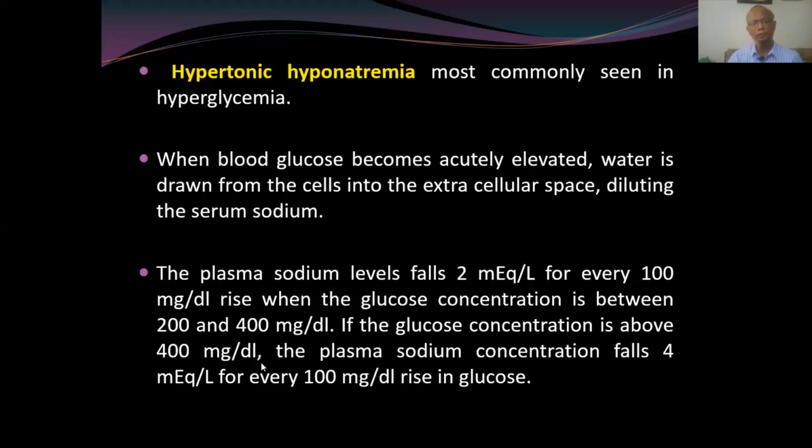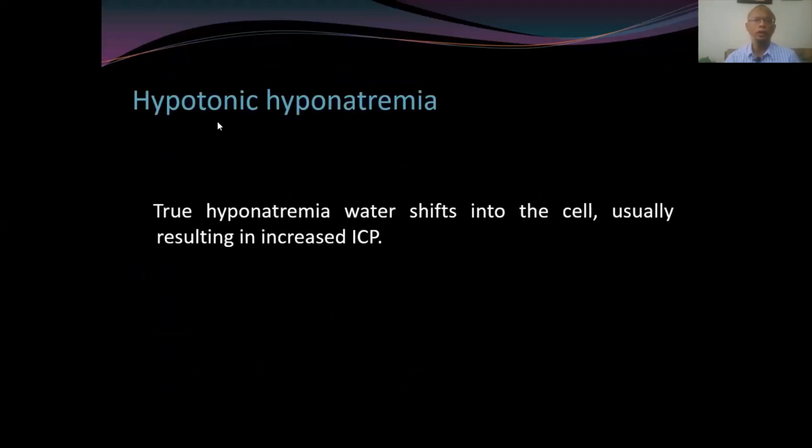So if it rises above 400 milligram per dl, then sodium concentration will fall 4 milliequivalent per liter for every 100 milligram rise of glucose. So this you should consider when you are treating a case of diabetic ketoacidosis or a hyperosmolar diabetic coma patient. Now comes to the hypotonic hyponatremia.